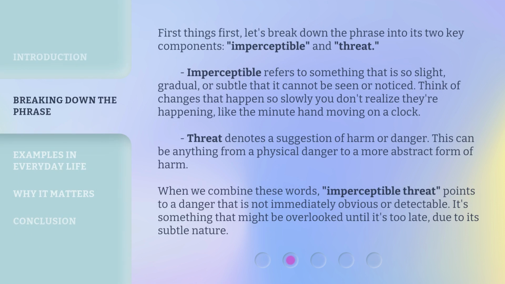First things first, let's break down the phrase into its two key components, imperceptible and threat. Imperceptible refers to something that is so slight, gradual, or subtle that it cannot be seen or noticed. Think of changes that happen so slowly you don't realize they're happening, like the minute hand moving on a clock. Threat denotes a suggestion of harm or danger. This can be anything from a physical danger to a more abstract form of harm.